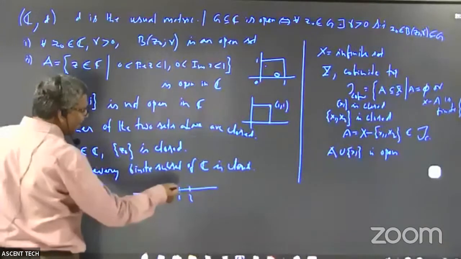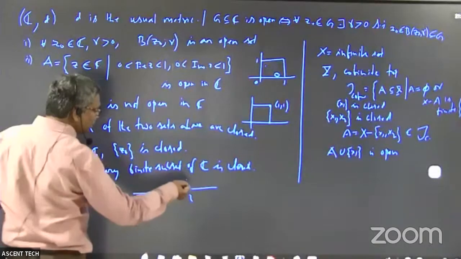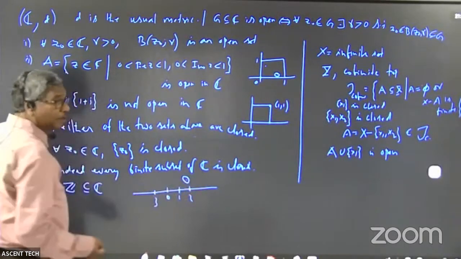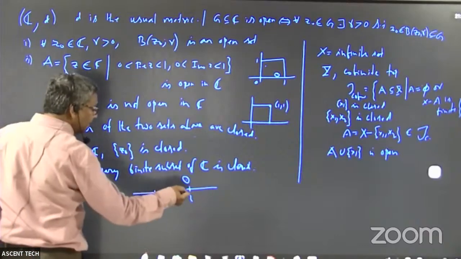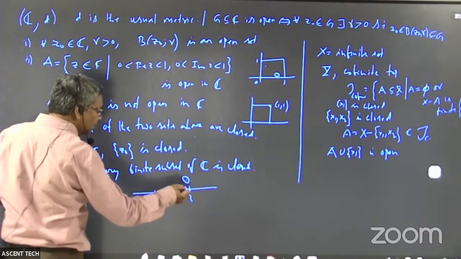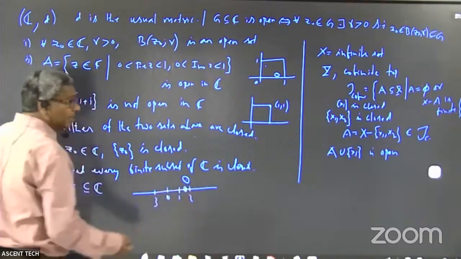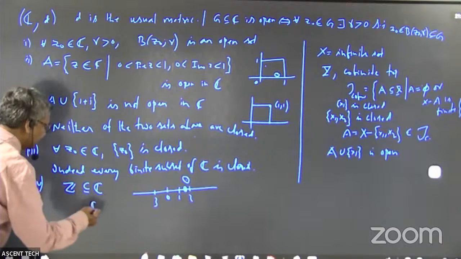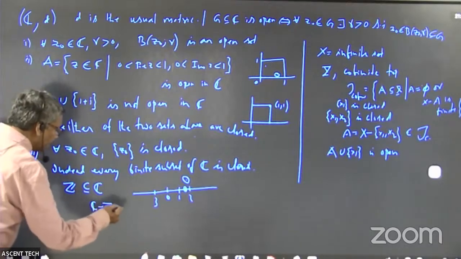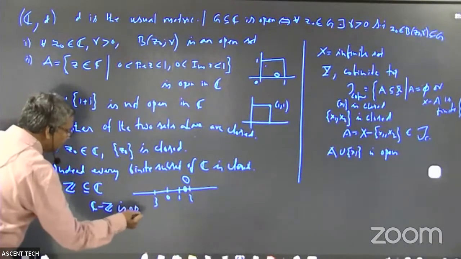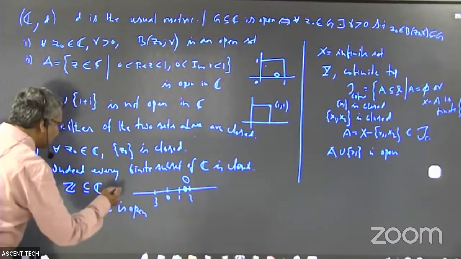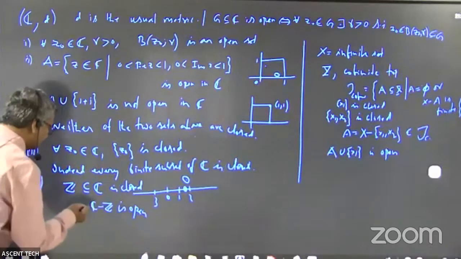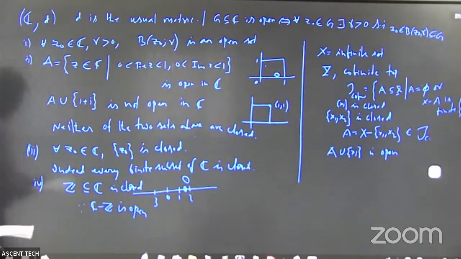So any point you take in this space, you can squeeze in an open neighborhood away from all these points, including the points I can take on the real line. I can squeeze in a small neighborhood which is away from all these points. I'm trying to show you the complement of this, C minus Z, is easily seen to be open. Is that clear?